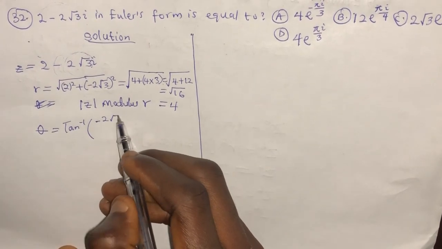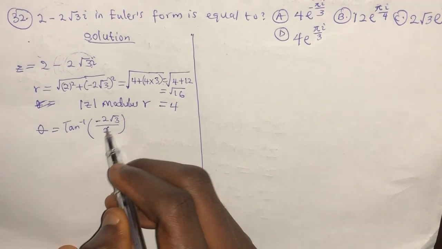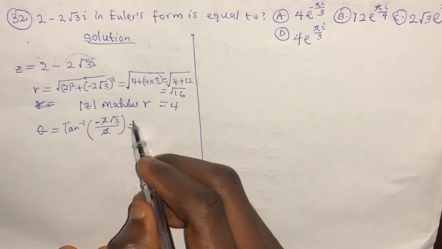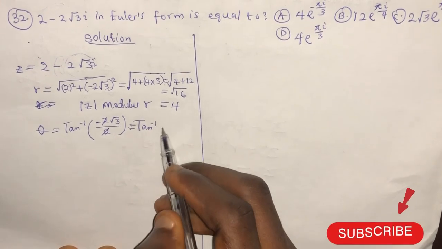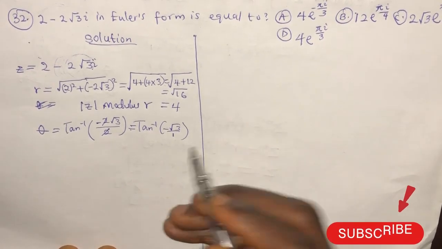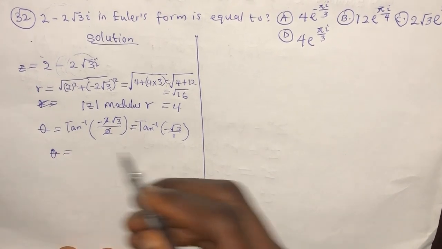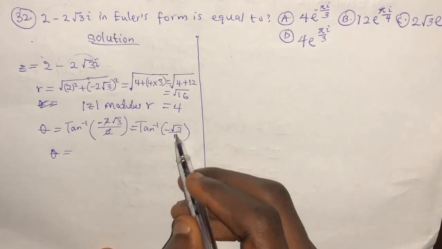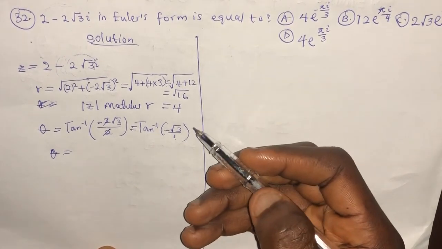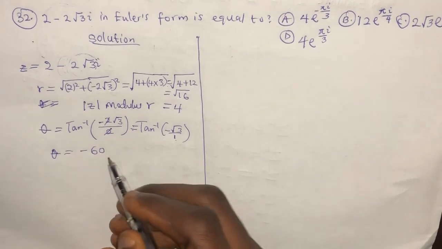Minus 2 root 3, then divided by 2. Definitely 2 will cancel itself. So we will now have tan inverse of minus root 3 over nothing, right? So anytime you have this, just have it at the back of your mind that the tan inverse of root 3 over 1 is actually 60 degrees. So we're going to be having minus 60 degrees.